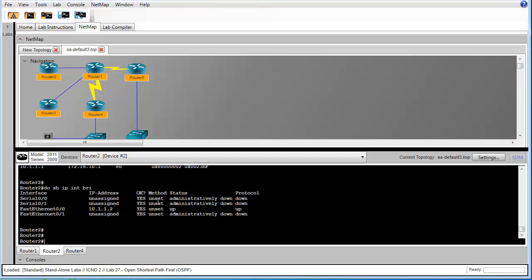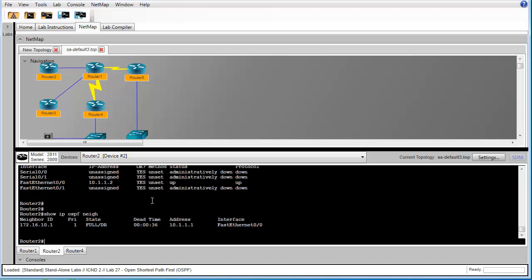In step 5, we're going to issue the show IP OSPF neighbor command and observe our neighbor relationships. Here, router 2 only has 1 neighbor, and that's router 1. The router ID of router 1 is 172.16.10.1, and that's why we see this here.